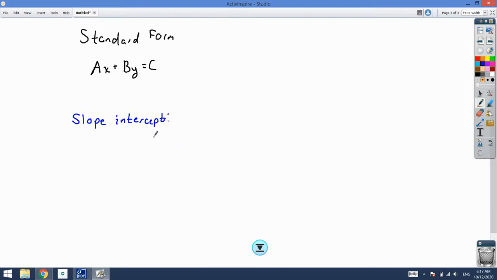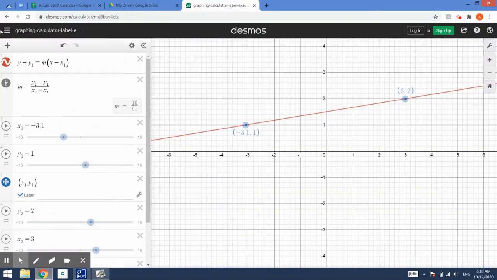Which takes us, well, you need a slope, you need an intercept. We know that our slope was m and our intercept was b. So you get the nice equation of y equals mx plus b. So that's a little bit of a look into y equals mx plus b.